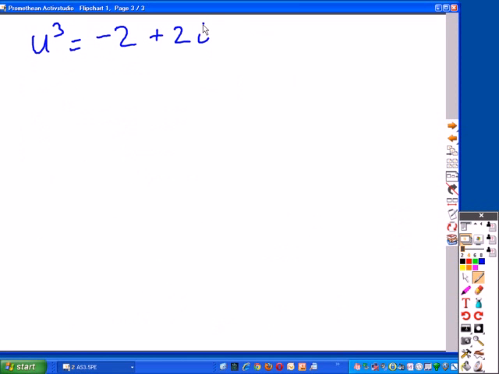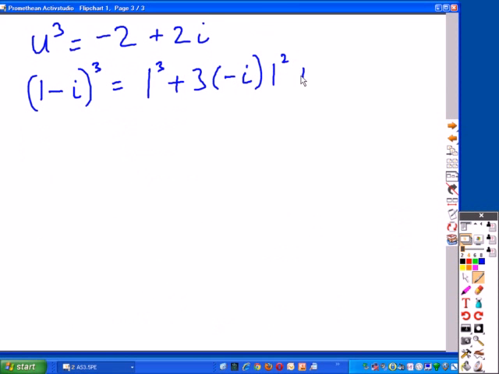We need to be able to find the cube root of this complex number. Now we'll see a method involving something called de Moivre's theorem in chapter 6 that allows us to do that. For the moment, I'm going to just pull it out of a hat. I'm going to go through and tell you what the cube root of that complex number is. So it turns out that if you take the complex number 1 minus i and cube it, what you're going to get is, by the binomial theorem again, 1 to the third plus 3 times negative i times 1 squared plus 3 times negative i squared.